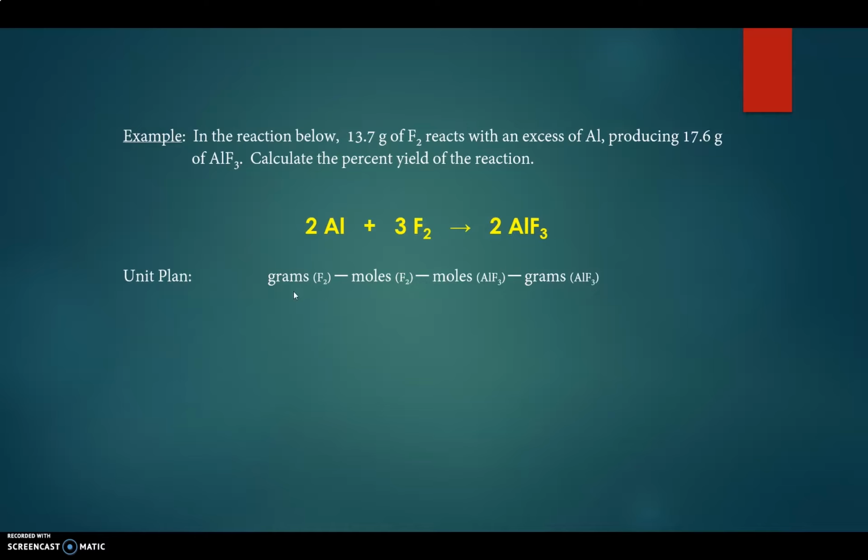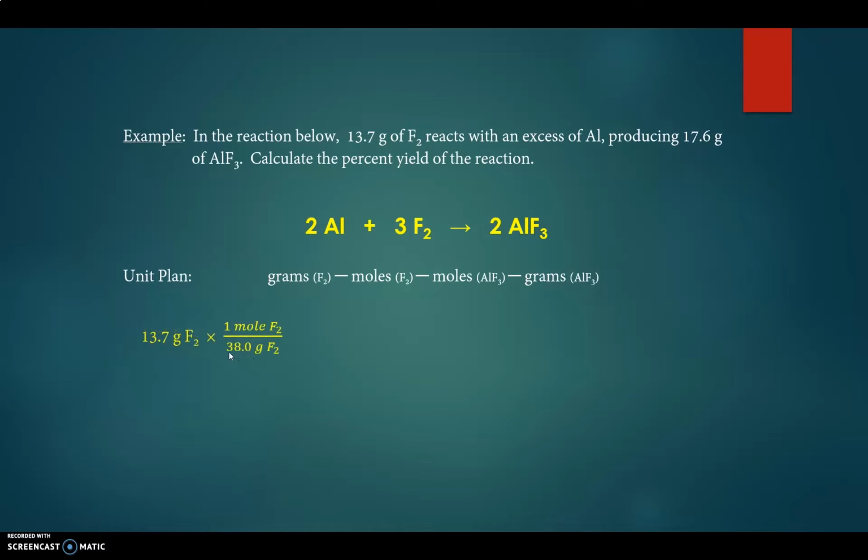So for substances to communicate in a chemical reaction, they have to speak mole language. So the first thing we do is take our grams of fluorine and change it to moles. Then the moles of fluorine will be converted to moles of aluminum fluoride using the coefficients in the balanced equation, and then using the molar mass of aluminum fluoride, we can get back to grams.